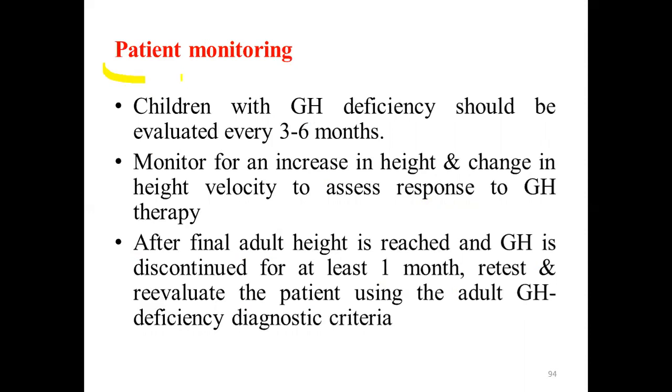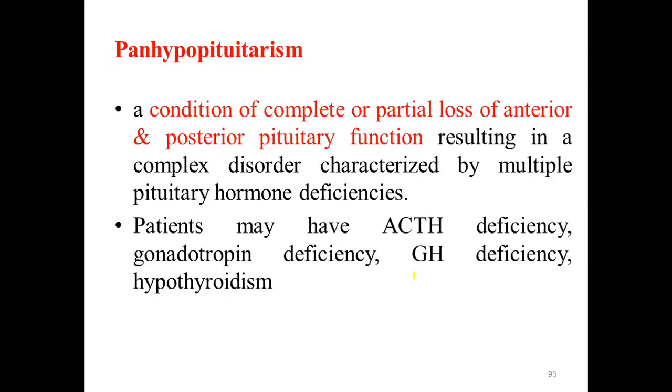Then, how do we monitor the response? For children, we usually monitor every 3 to 6 months. This is the general recommendation. So we have to check whether they have added height, and any change in velocity is very important. Then after adult height is reached, maybe we can discontinue it for at least 1 month. Then we reassess so that we can treat based on adult growth hormone deficiency diagnostic criteria.